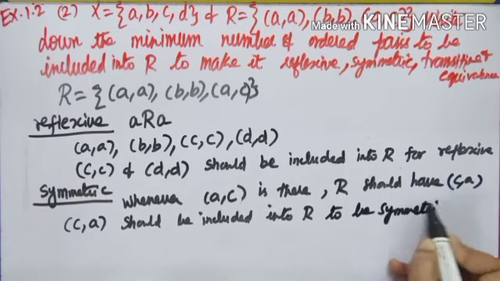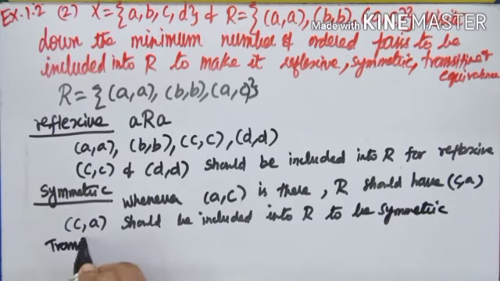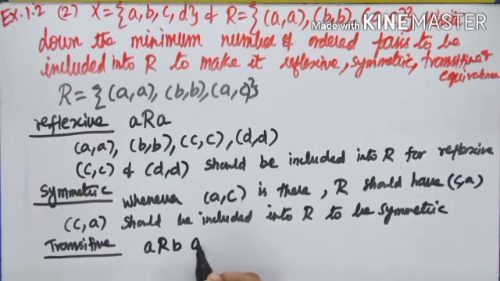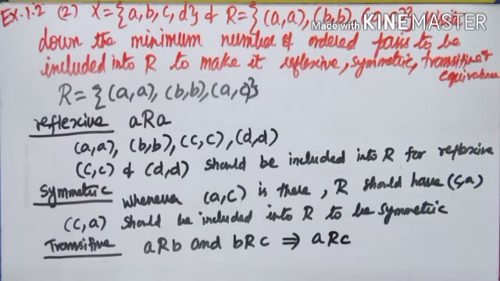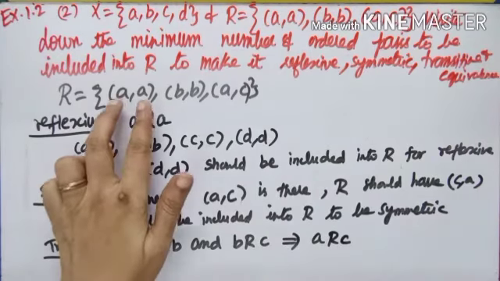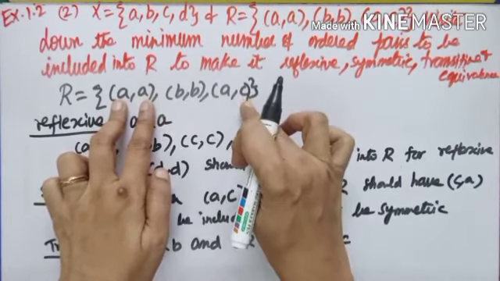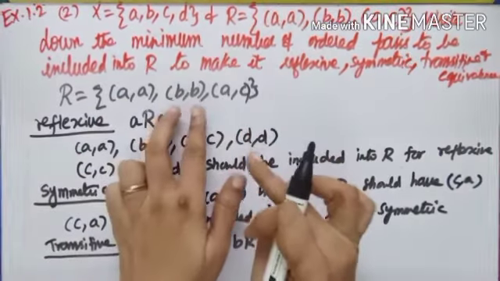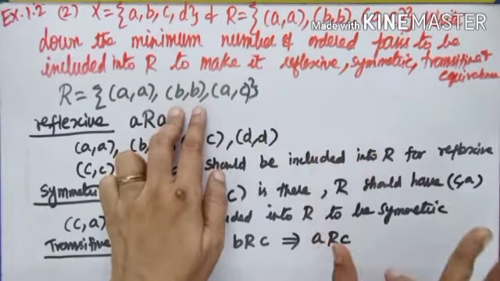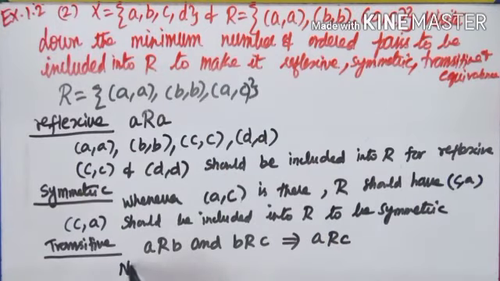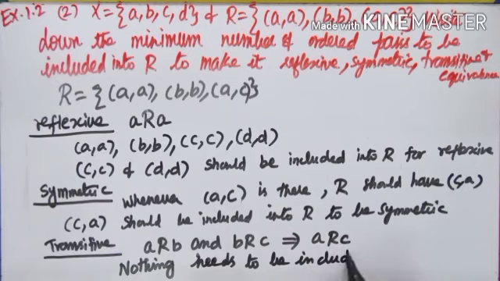The third idea, I want to check for transitive. Now what is transitive idea? A related to B and B related to C implies A related to C. Check it. Now AA is present, AC is present. If I cancel A and A, AC should come, that AC is there. BB is there, with B there is no other pair. So nothing to be included. So for transitive, nothing needs to be included. We have everything in the set itself.